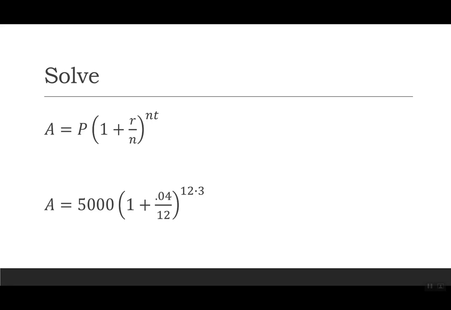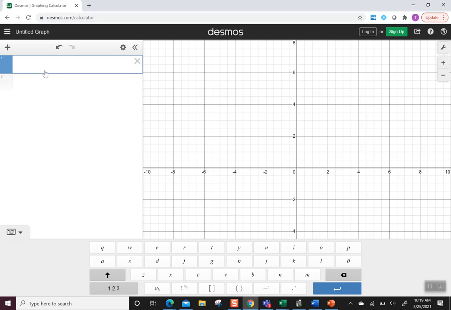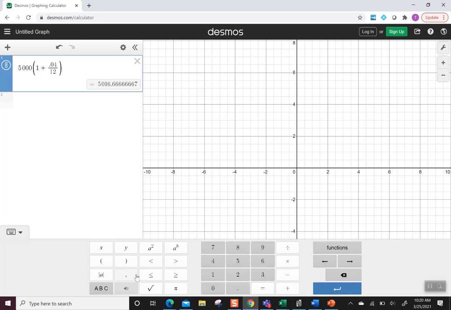So we will flip over to Desmos. In Desmos, we don't type the A equals, we just start putting in the number. So I have 5,000 parentheses 1 plus 0.04 divided by 12. And then we're going to hit the power. So you have two choices for the power. You can use the up arrow on your keyboard, which is usually over the number 6, or you can go onto the Desmos calculator and use the power, the AB.